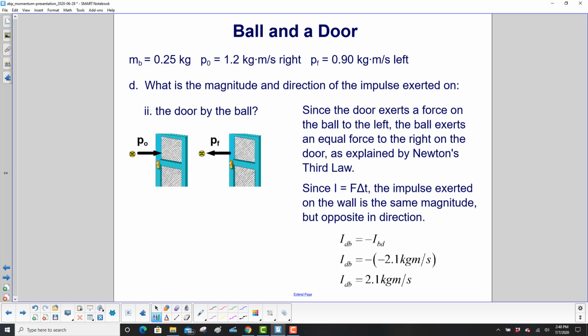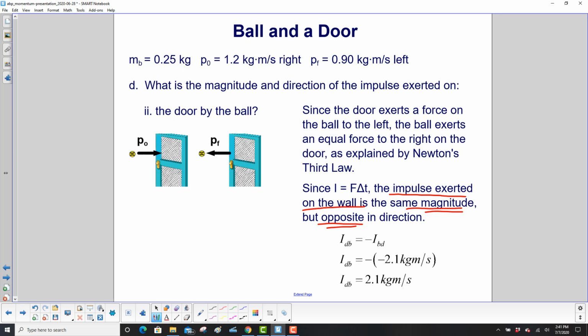What is the magnitude and direction of the impulse exerted on the door by the ball? Since the door exerts a force on the ball to the left, the ball exerts an equal force to the right on the door, as explained by Newton's third law. Since impulse is force times delta T, the impulse exerted on the wall is the same magnitude but opposite in direction.